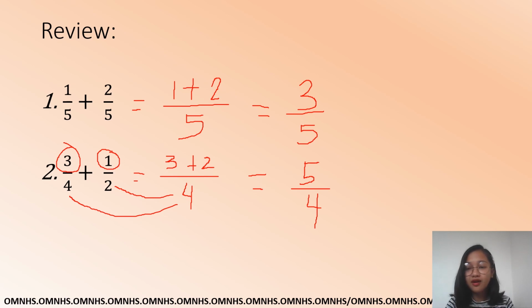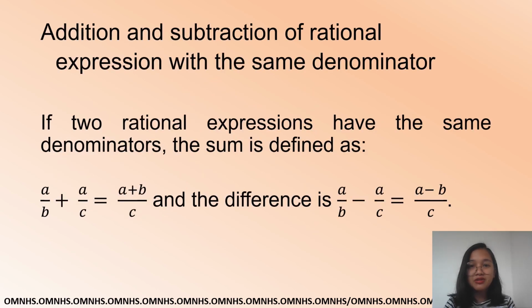So let us now proceed to addition and subtraction of rational expressions. Let us focus first on adding and subtracting rational expressions with the same denominators. If two rational expressions have the same denominator, the sum is defined as a over c plus b over c is equal to a plus b all over c. And the difference is a over c minus b over c is equal to a minus b all over c.